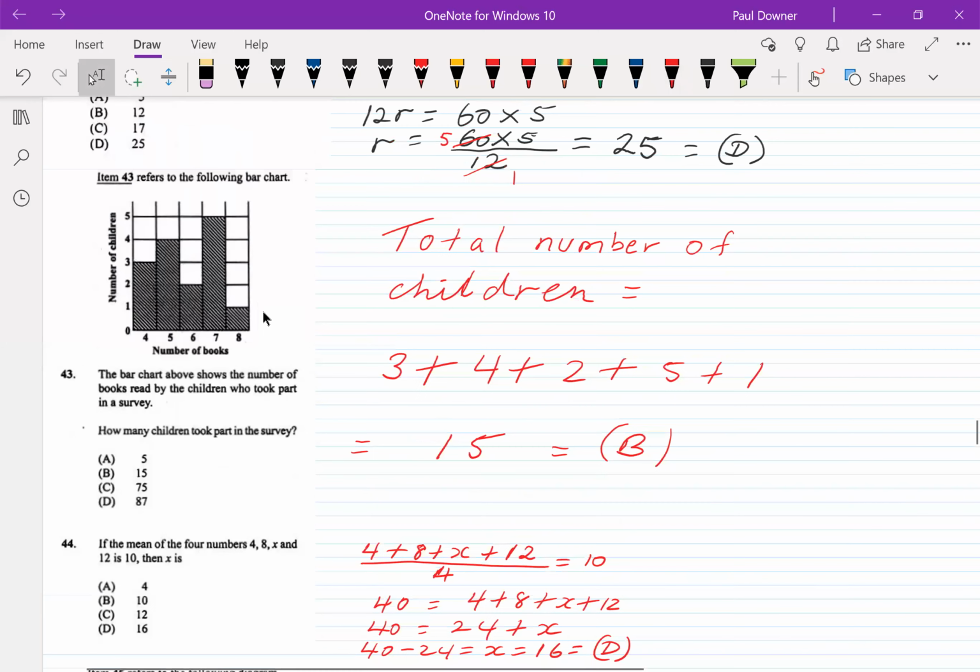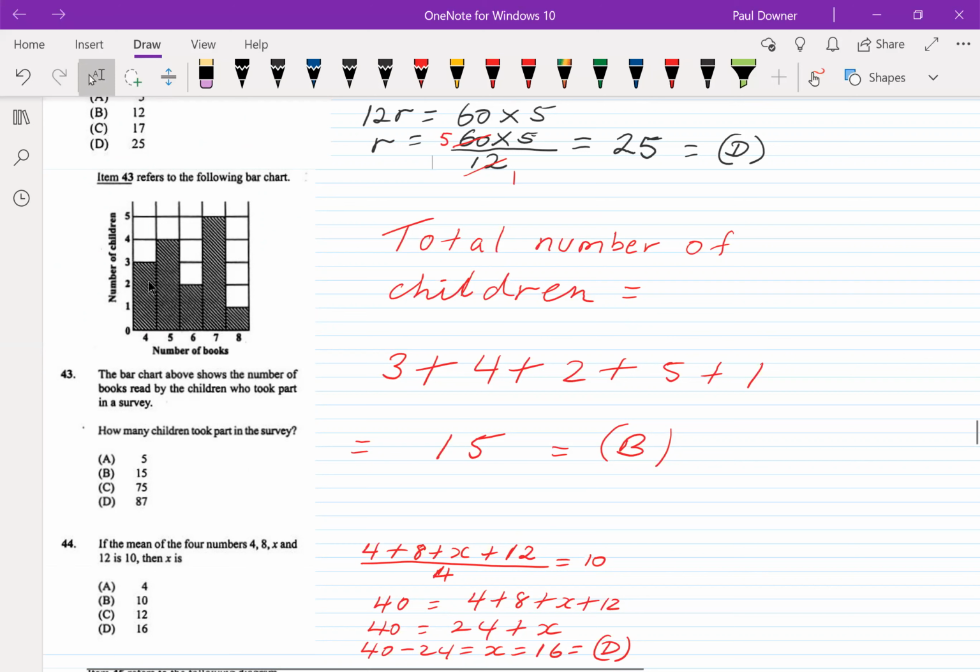Next one, number 43. It refers to this bar chart here. The bar chart above shows the number of books read by the children who took part in a survey. How many children took part in the survey? Well, 4 books were read by 3 children. So that's 3 children you have to take into account here. 5 books were read by 4 children. So that's 4 children you have to take into account.